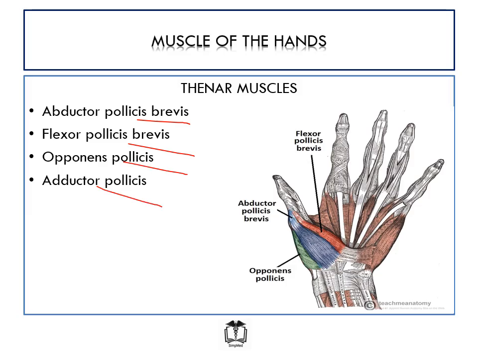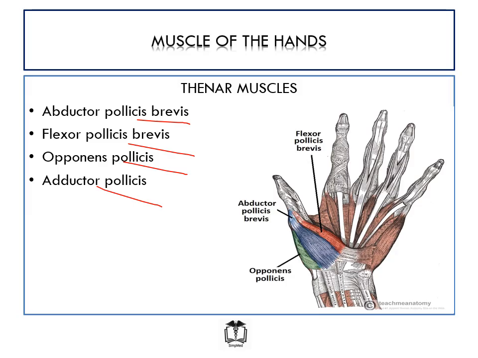All of these muscles tend to be found in the thenar eminence of the hand, and they tend to be involved in functions related to the thumb. So the abductor pollicis tends to abduct the thumb, flexor pollicis tends to flex the thumb, and the opponens pollicis tends to be involved in the action of opposition of the thumb, which is the ability of using the thumb to touch other aspects of the fingers.